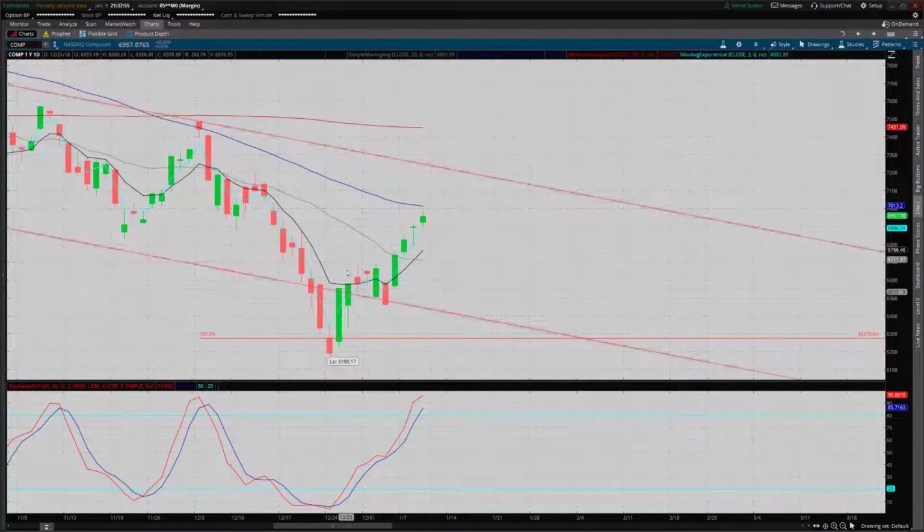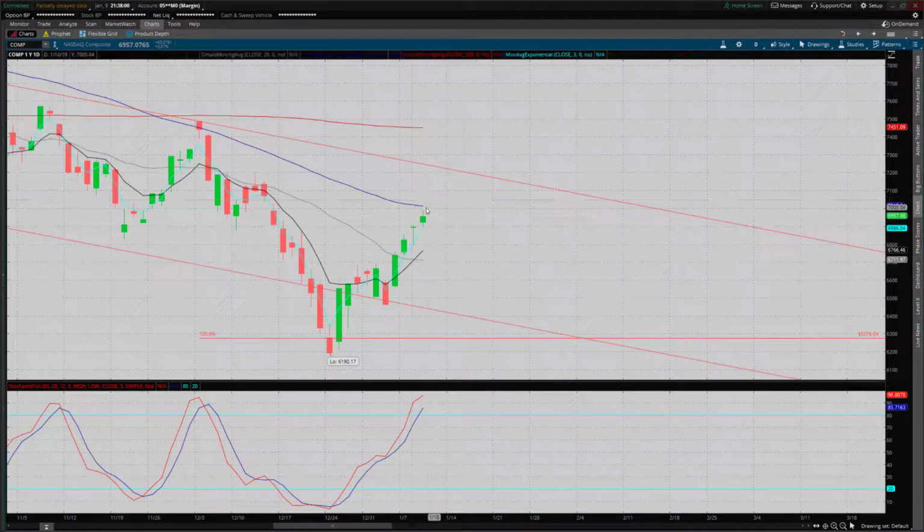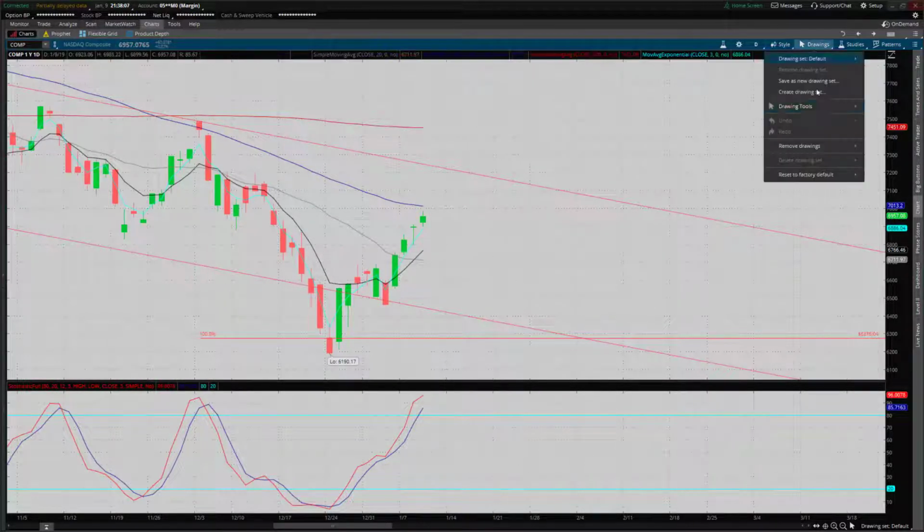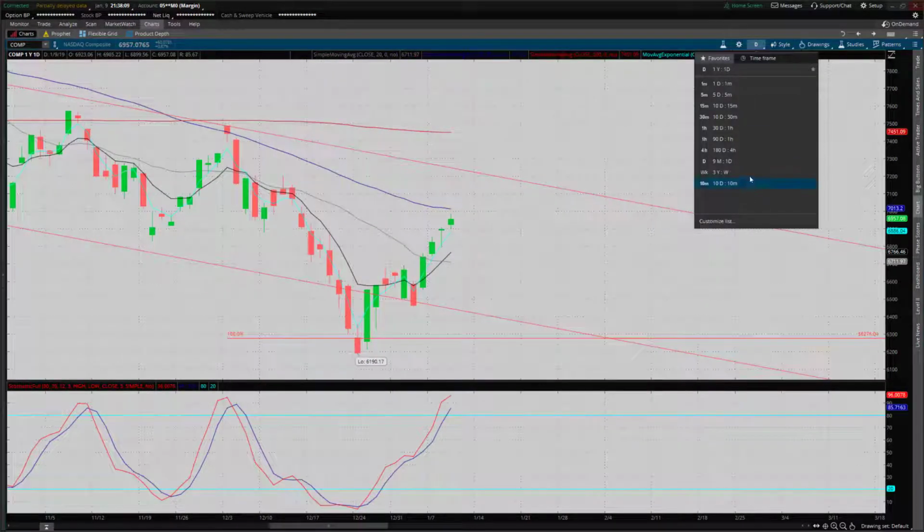So Nasdaq message is still the same. 3-wave rally off the bottom. Looking for a resumption in a new impulse wave to the downside to complete the larger degree wave 3. Let's look at the weekly on the Nasdaq.